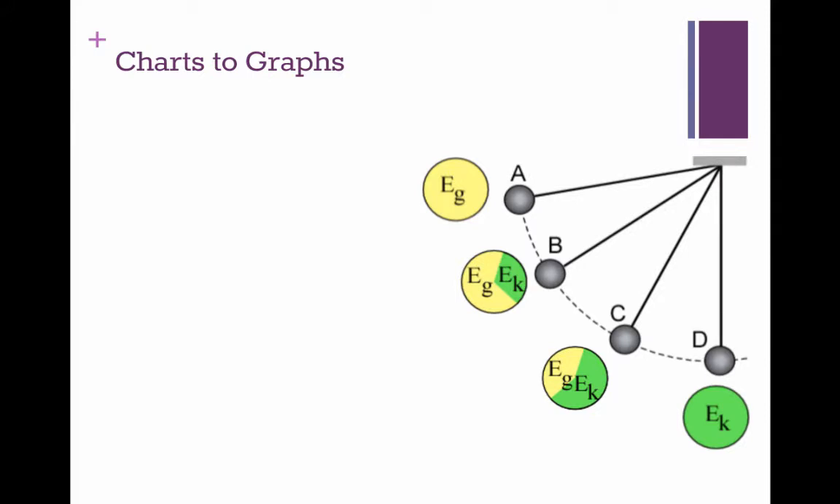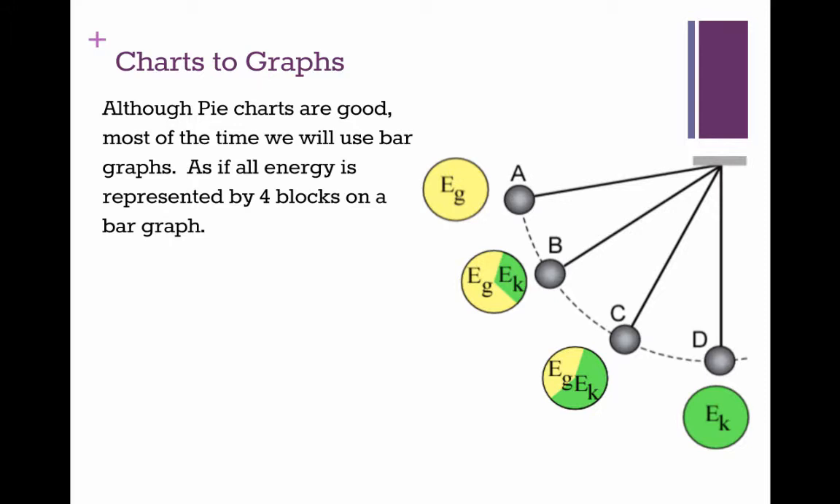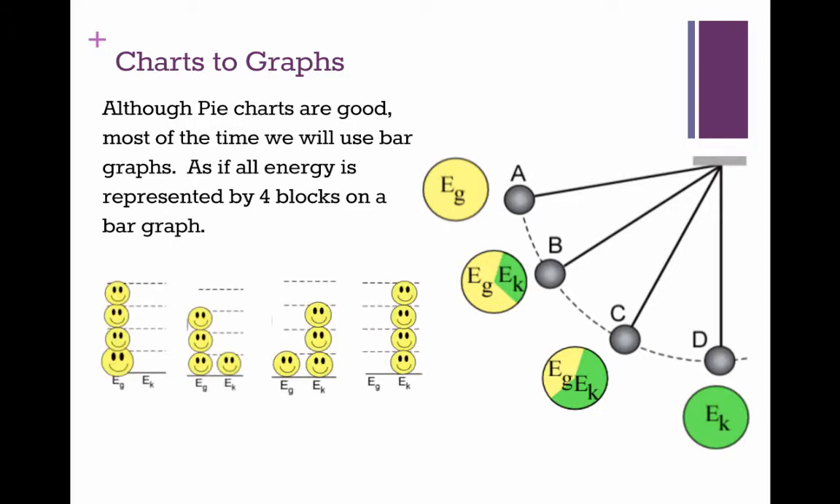So let's transition now from a pie chart to a graph. Though pie charts are good, most of the time we will use bar graphs, where energy is represented by 4 blocks on the graph. So this is the bar graph for positions A, B, C, and D. Notice that I've only used 4 smiley faces. Also notice that the EG and the EK are the two kinds of energy that I identified. So that's what I've put in my bar graph.